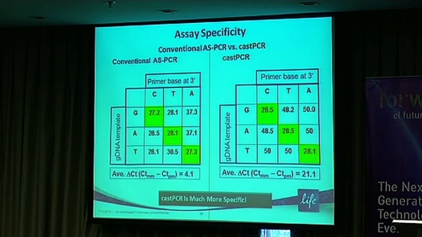Here's an example. I mentioned allele-specific PCR. If you just look at single base mismatches, here we have a GC perfect match, right? Let's say that 3' base was a perfect match. We're getting a CT value of 27 cycles. If we had a deliberate mismatch of a GT, you can see that we're only delaying the amplification by a single cycle. We're still getting significant amplification.